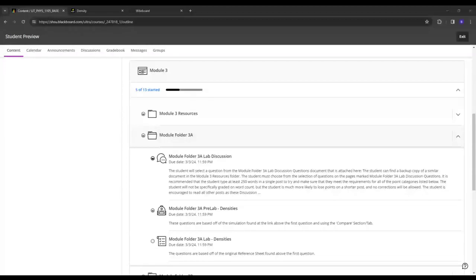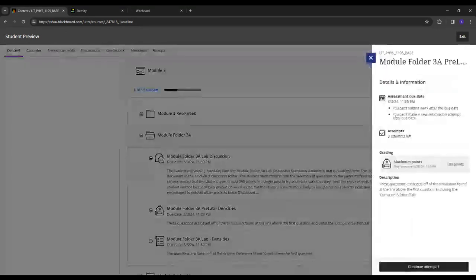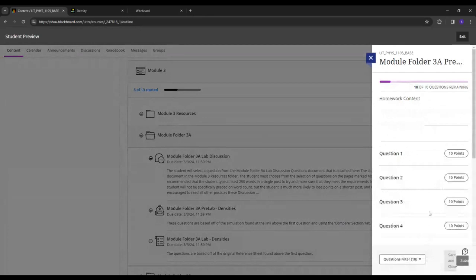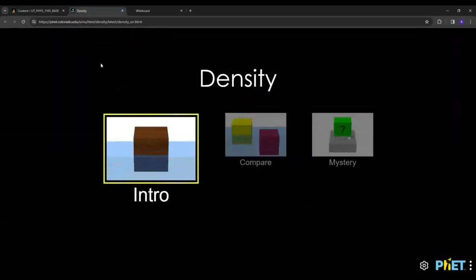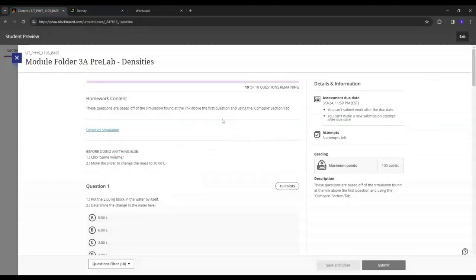All right, let's go ahead and take a look at some of the information necessary to complete the module folder 3A pre-lab for densities. This one, like most of our other ones, will have a simulation that goes along with it. I've gone ahead and preloaded that just in case there were any issues. Sometimes it's a little bit slow.